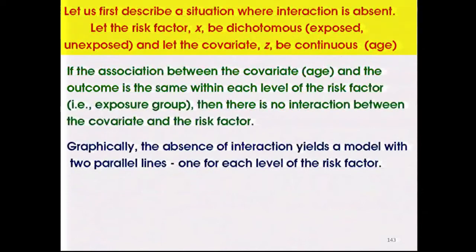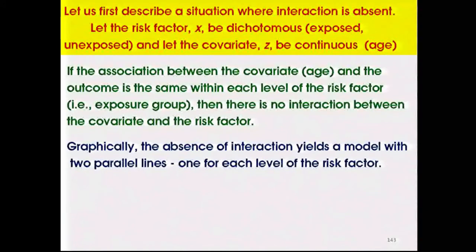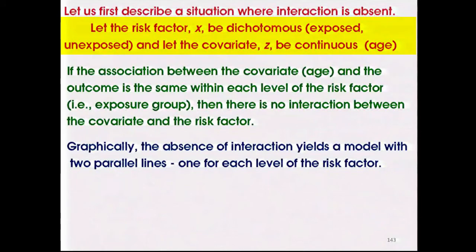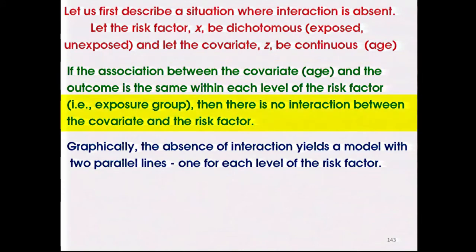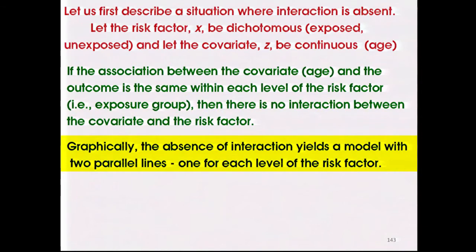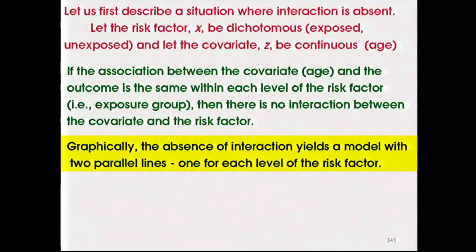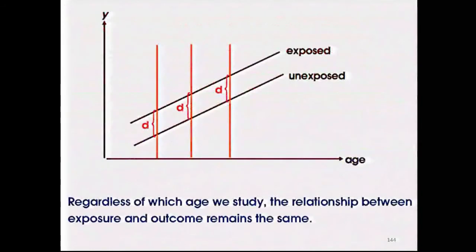Okay, so let's first describe a situation where interaction is absent. Let the risk factor x be dichotomous, exposed or unexposed, and let the covariate z be continuous, like age. Now, if the association between the covariate, age, and the outcome is the same within each level of the risk factor, that is within each exposure group, then there's no interaction between the covariate and the risk factor. Graphically, the absence of interaction yields a model with two parallel lines, one for each level of the risk factor. So this is what we mean by no interaction.